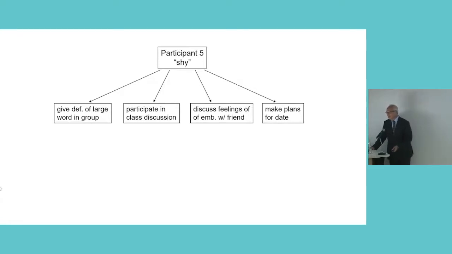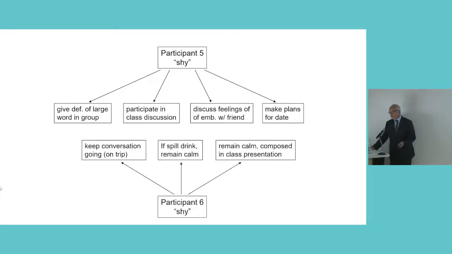Participate in class discussions. Shyness, discuss feelings of embarrassment with a friend. Make plans for a date. Somebody else, shyness: keep a conversation going on a trip, if I spill a drink remain calm, remain calm and composed in a class presentation. Note, this is what the arrows mean. None of the 3 situations seen as shy by participant 6 were seen as relevant to shyness by participant 5, and none of the 4 situations seen as relevant to shyness by participant 5 were even seen as relevant to shyness by participant 6.